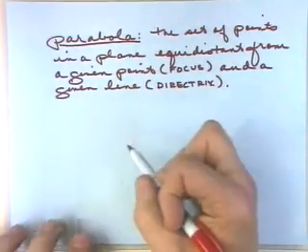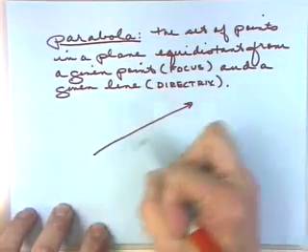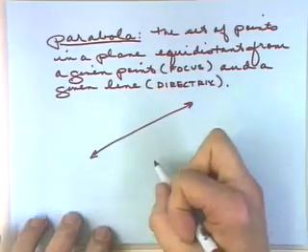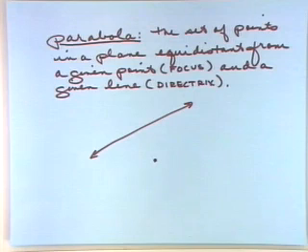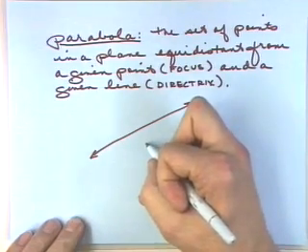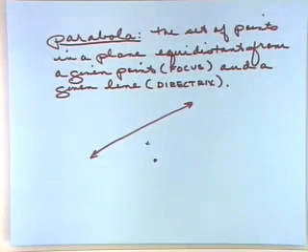So let me just put a line in here and put a point in here. So there's a point and a line in the plane, and we want to generate the set of points that are the same distance away from the point as they are from the line. Would you agree that that point right there is the same distance away from the point as it is from the line? So that ought to be on the parabola.